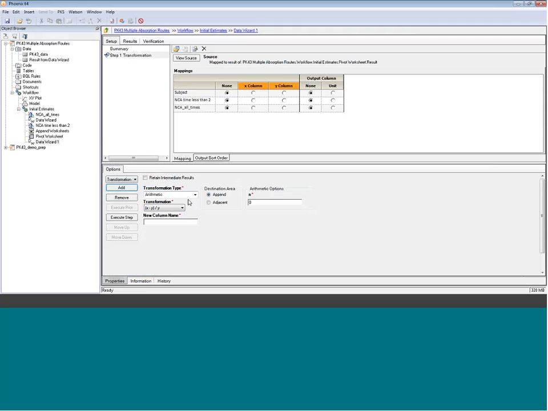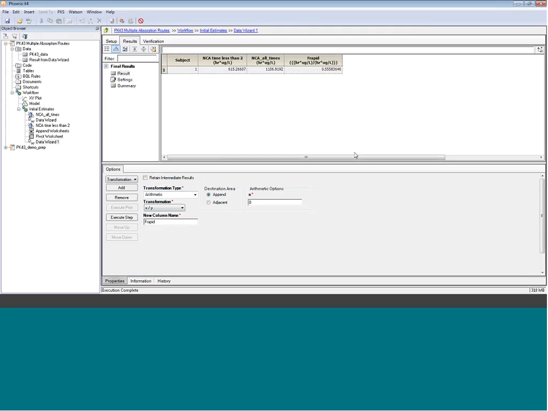And we can do a simple arithmetic transformation, which is x divided by y. And this new column name, we'll call this F rapid. Okay, and then I just need to identify the X column and the Y column. So the X column is NCA for the time less than 2, and the Y column is the NCA for all times. And then I can execute. Okay. So my estimate for F rapid is 0.55.